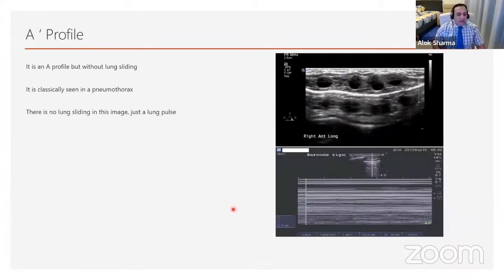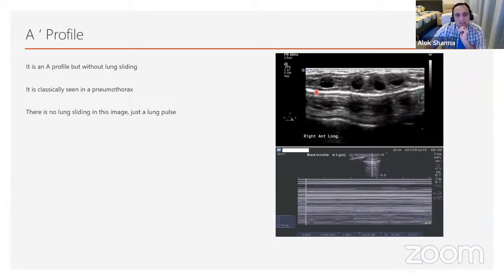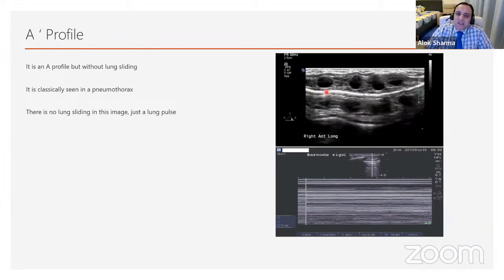What is an A prime or an A dash profile? So classically seen with a pneumothorax. So you can see ribs here. There's no pleural sliding. You can see mirror image artifact, parallel A lines. And if you put M mode, you see a classical barcode sign. The reason you see a barcode sign is because the tissue underneath would give you a normal seashore sign if there was no air and the visceral and parietal pleura were sliding over each other, because waves would be able to penetrate through.